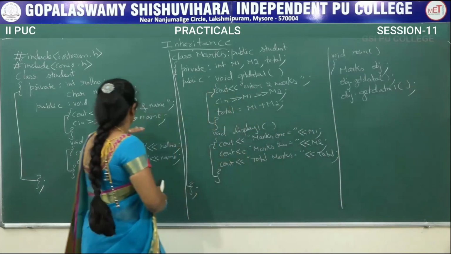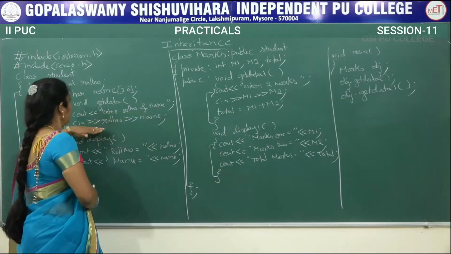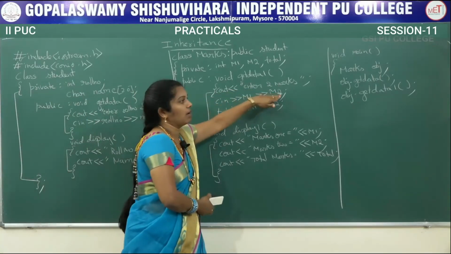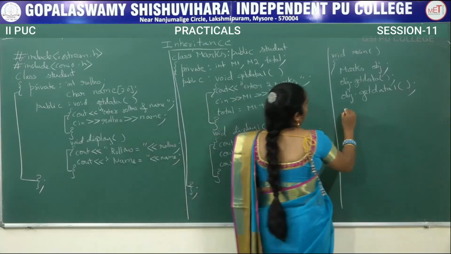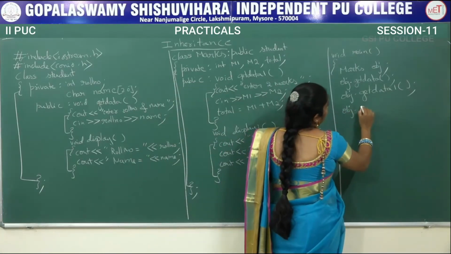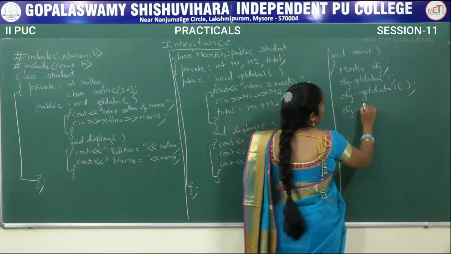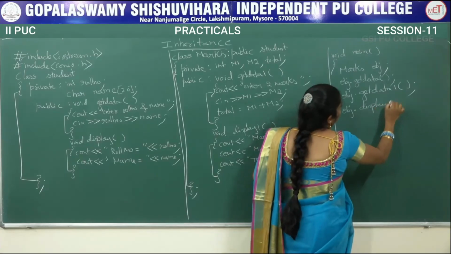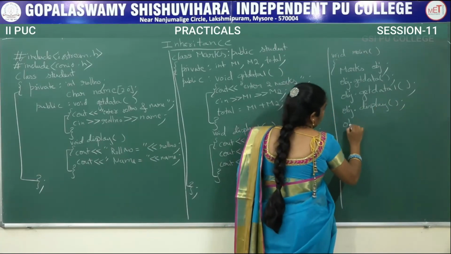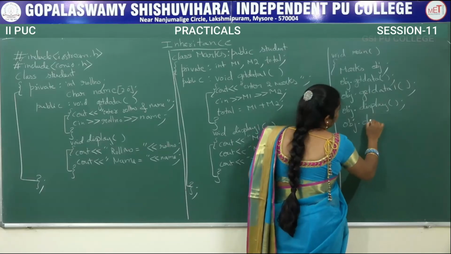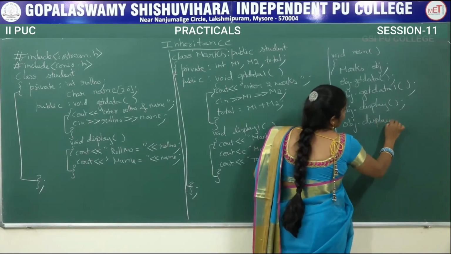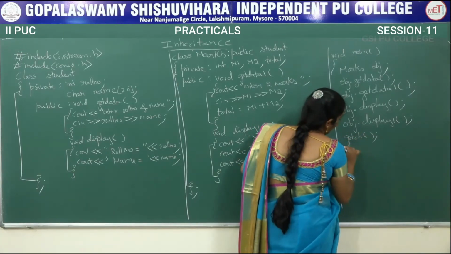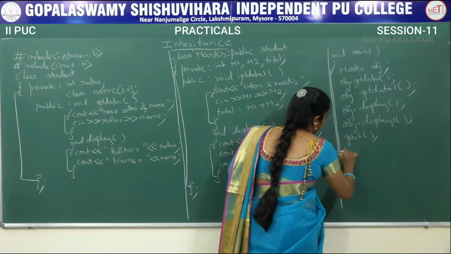First the output you get is: enter roll number and name, then input that value. Then next you are going to get enter 2 marks, marks 1 and marks 2, you can input. Then object dot, next I want to display the value, display function dot display function. Next call object dot display 1 function. Next, close the main program which you opened.